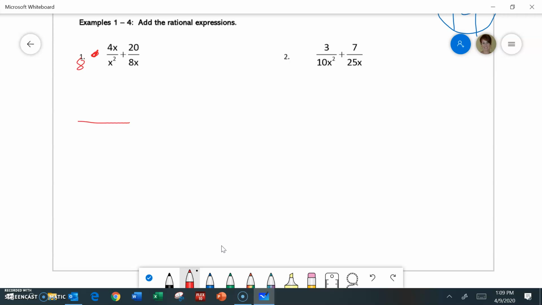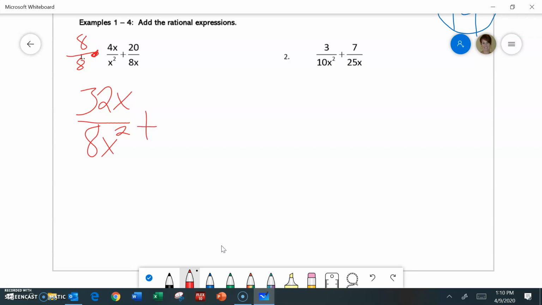The reason I'm going to do that is because on the bottom now I get 8x squared. Now whatever you do at the bottom, you have to do the top. So in the top we have 8 times 4x, which is 32x. Okay?